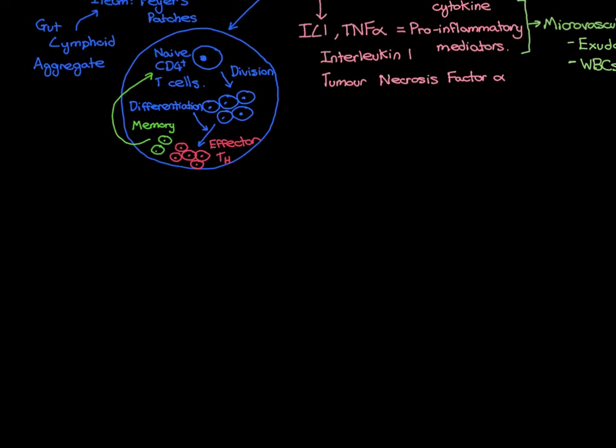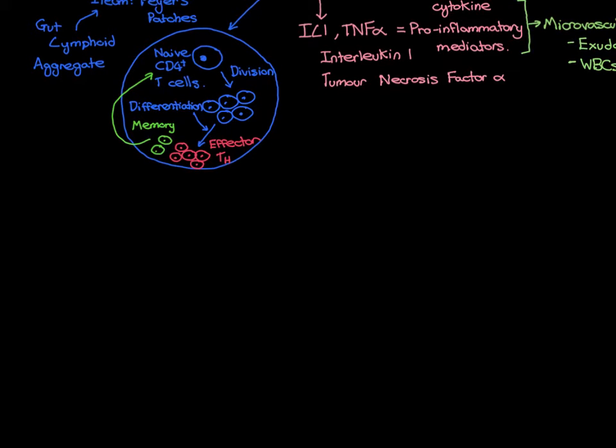So, let's for a moment imagine if we didn't have any memory CD4 positive T cells, what would happen? We'd activate this naive CD4 positive T cell, it would divide and divide and divide, and all of its progeny would start differentiating into effector helper T cells. Now, effector helper T cells will go and do stuff. They will go and help B cells and other stuff that we'll come on to in just a moment.